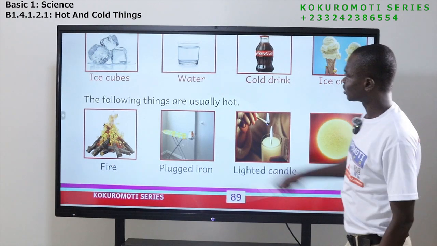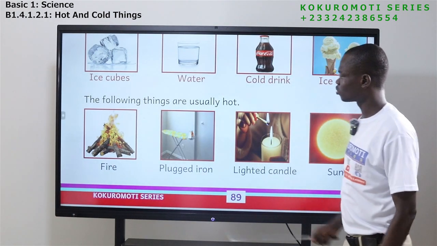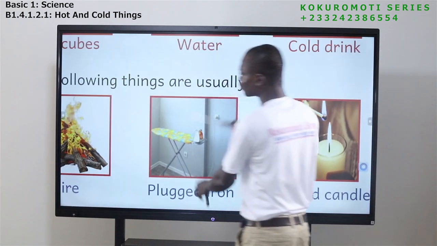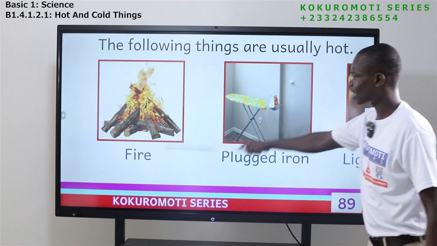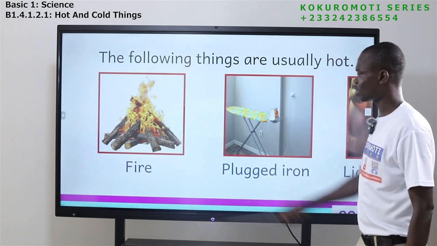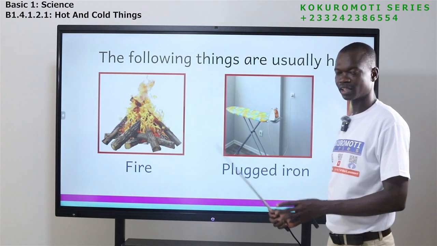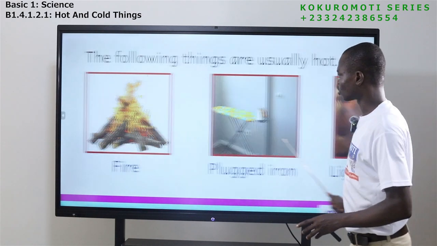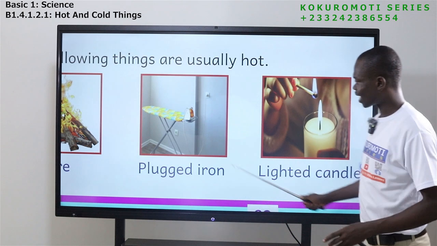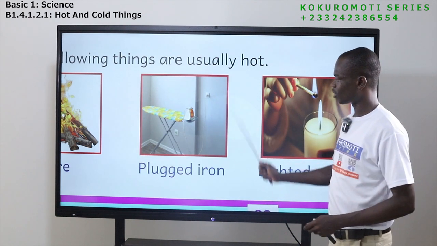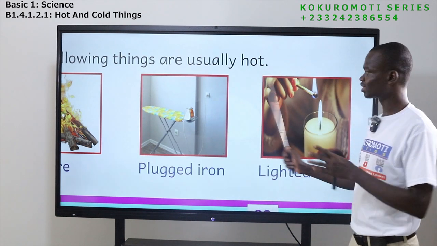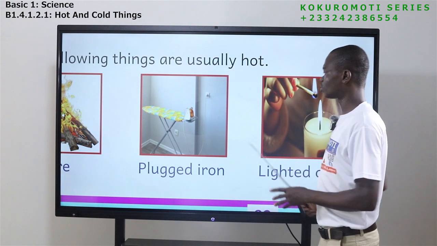The next one is, the following things are usually hot. So we are looking at things that are hot. We have seen things that are cold and we are seeing things that are hot. We have fire here. You see fire, this is how fire looks like. Fire is a hot substance or hot object. Plug iron. If you plug your electric iron, it becomes hot. So these things are also usually hot.